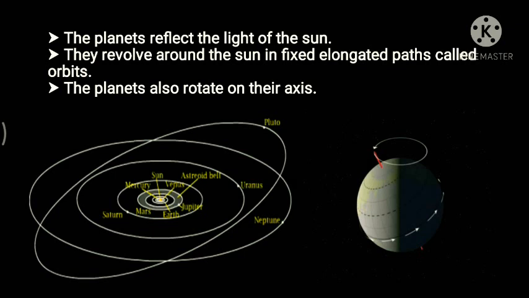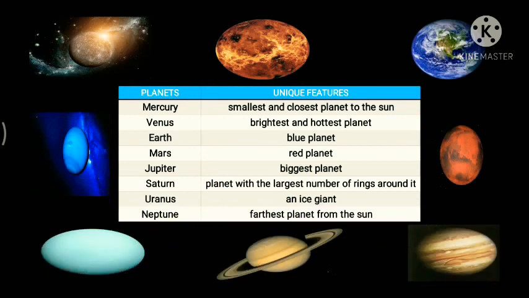While revolving, all these planets also rotate on their own axis. They keep on rotating on their own axis, so rotating and revolving go on together. Every planet of the solar system takes its respective time to rotate and revolve around the sun. Though all these planets are spherical in shape, they have distinctive features.